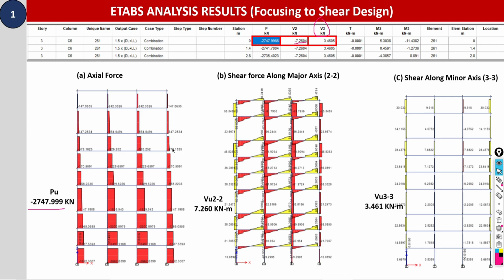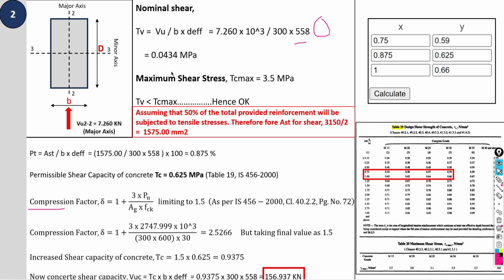So how to do the calculation? Try to understand this. Tau v, nominal shear. Actually we have to do the calculation for both directions, major and minor, but I would like to show you along major because this is the depth, the resisting depth. So in this direction we are going to consider this depth, the resisting depth for this shear value. Shear we are going to consider as lateral force.